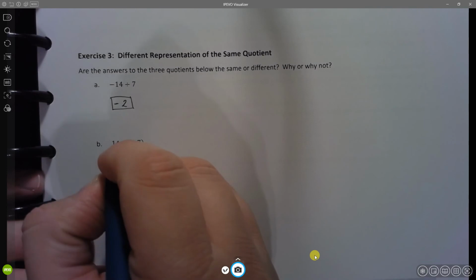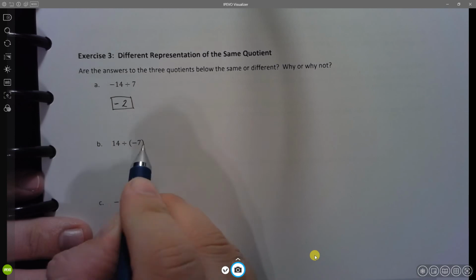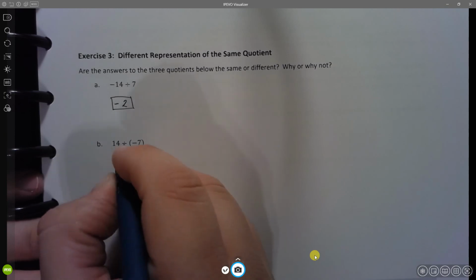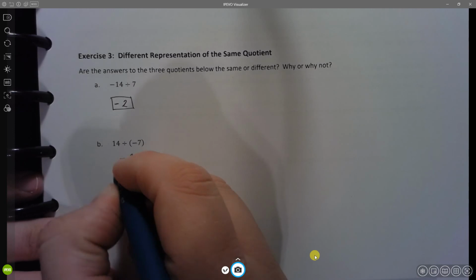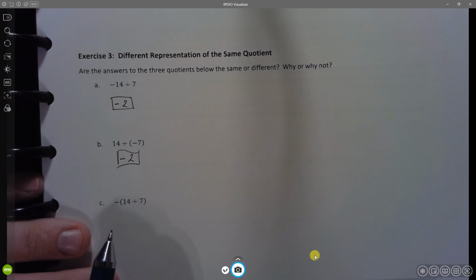Now we've got the divisor that is negative and the dividend that is positive. So 14 divided by negative 7. A positive divided by a negative gives us a negative. 14 divided by 7 is 2. Again, negative 2. Oh, look at this one here. This one's an interesting problem. Do they get the same or different quotients?